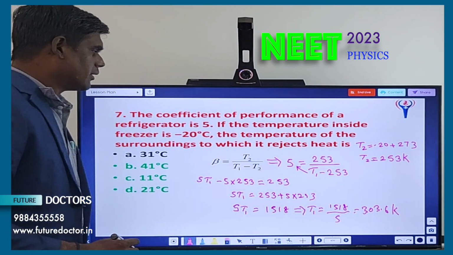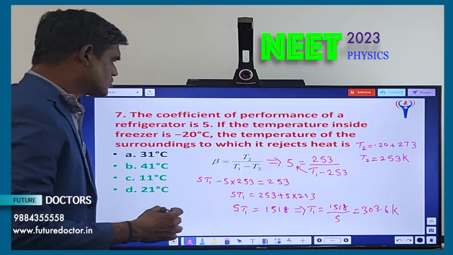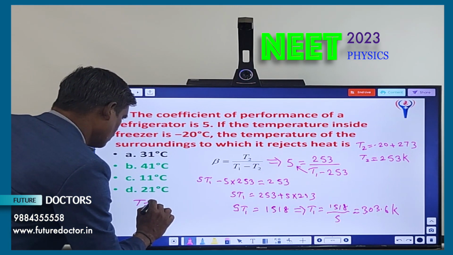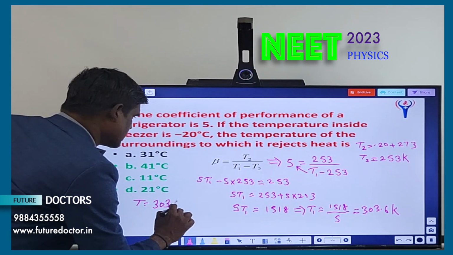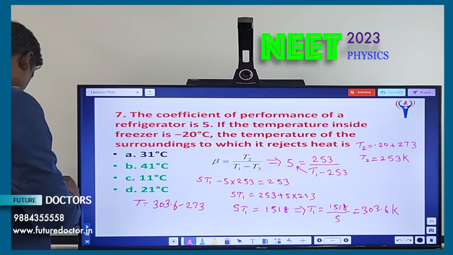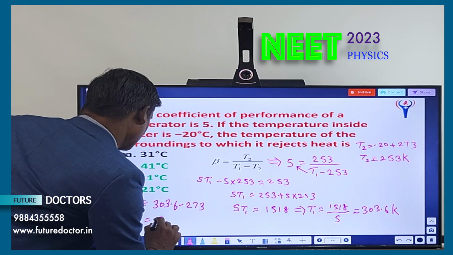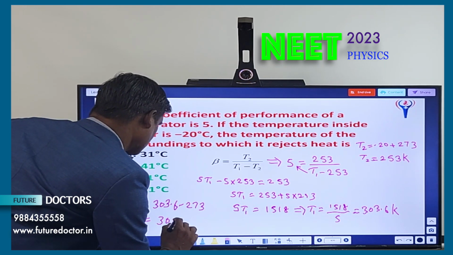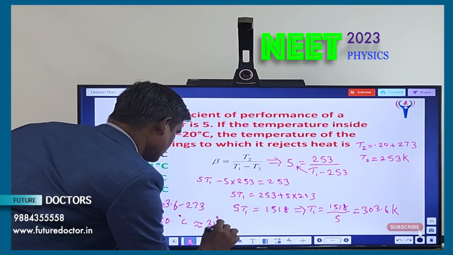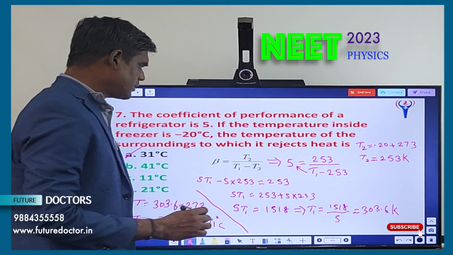303.6 Kelvin. But the problem is that the options are given in degrees Celsius. So convert to degrees Celsius. T equal to 303.6 minus 273. Then you will get T equal to 30 point something degree Celsius, that is approximately 31 degree Celsius. That is option A. Option A is the correct answer.